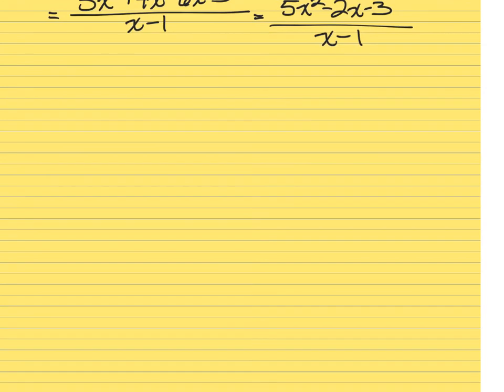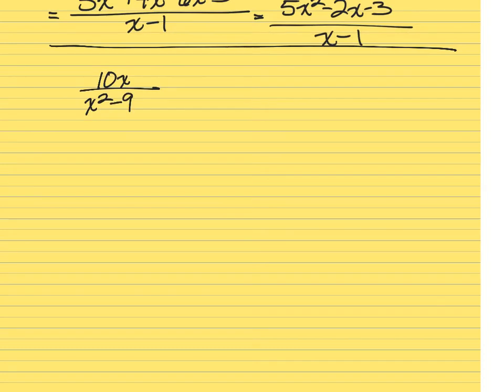Okay, so what if you don't have common denominators? The short answer is you've got to find them first. So let's look at an example with that: 10x over x squared minus 9 minus 5 over x plus 3. Okay, can't subtract them because the denominators are different. So we've got to find common denominators. The first thing you have to do is factor the denominators if they need to be factored.